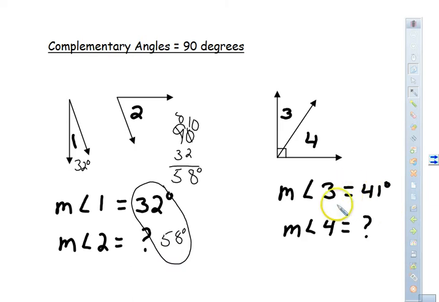Go ahead and hit pause, and I want you to solve this one to find the measurement of angle 4. So again, 90 degrees, since it's complementary, we are subtracting 41. 10 minus 1 is 9, borrowed from the 9, and we get 8 minus 4 is 4, so 49. So 49 degrees is my answer for the complementary angle to 41 degrees.